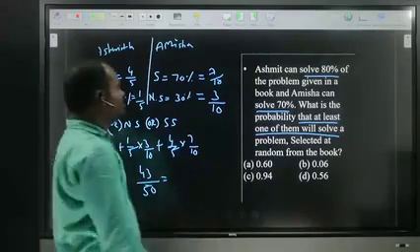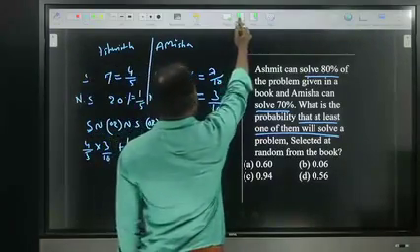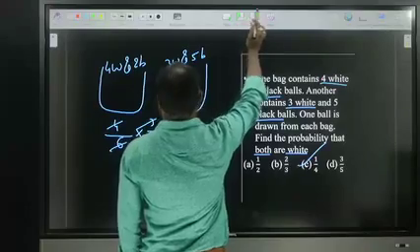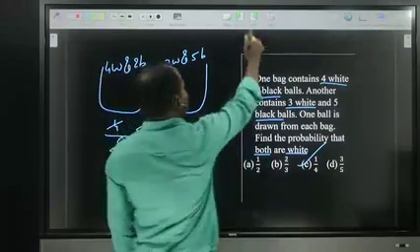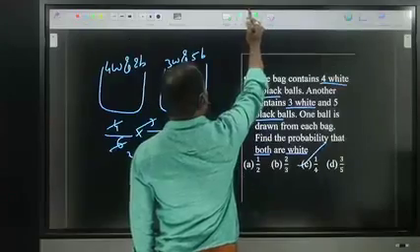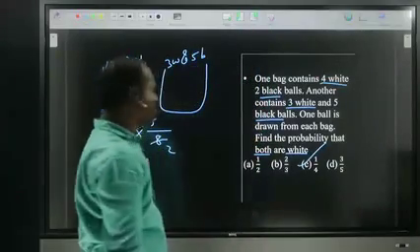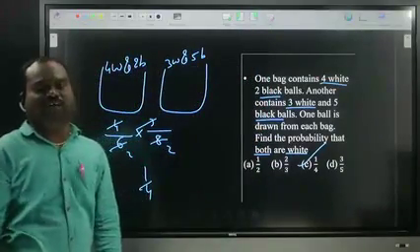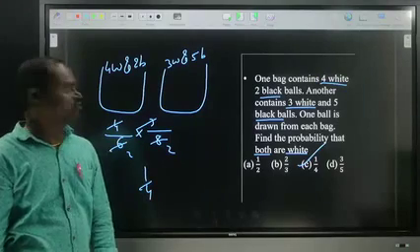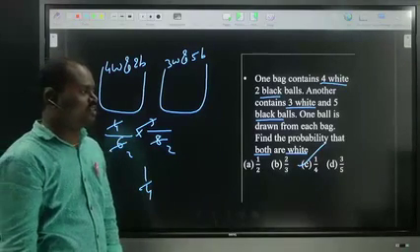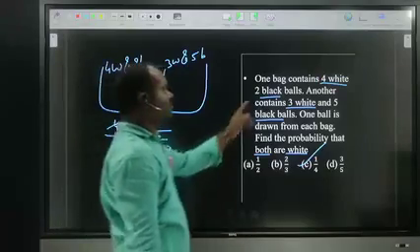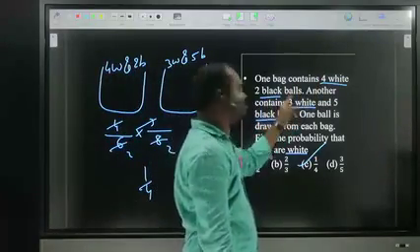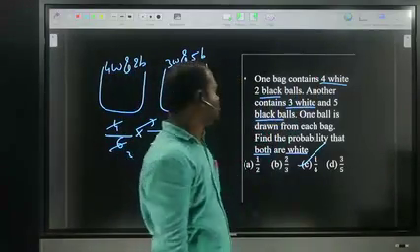Now, the previous question. Swapna, you are asking about the previous question's solution. What is the previous question? One bag contains 4 white and 2 black balls.